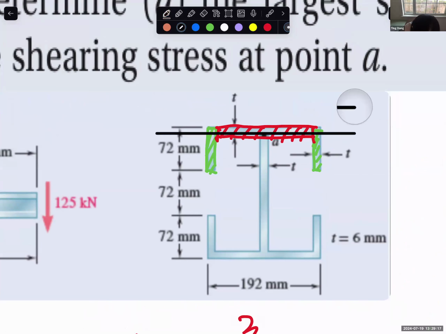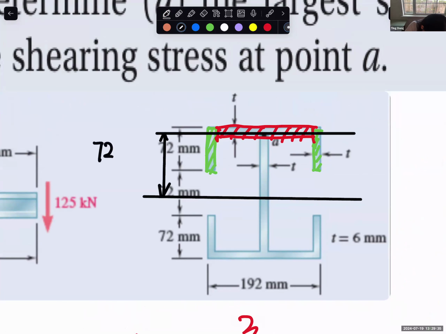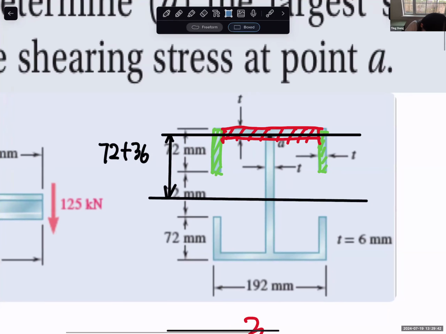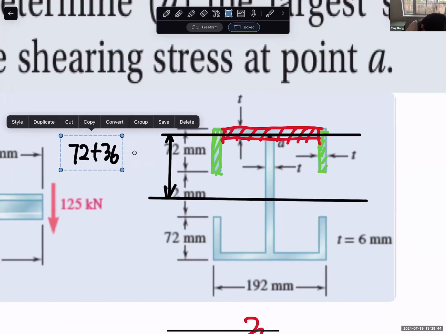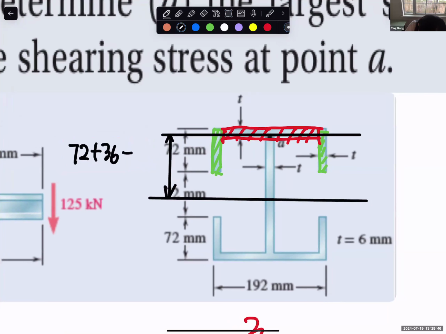So this is a line that passes through the centroid of the red area. This is the line of the neutral surface of the entire cross section. And this distance should be equal to, let's say, what is the easiest way to show you this one? 72 plus 36 minus, t is 6, so minus 3.